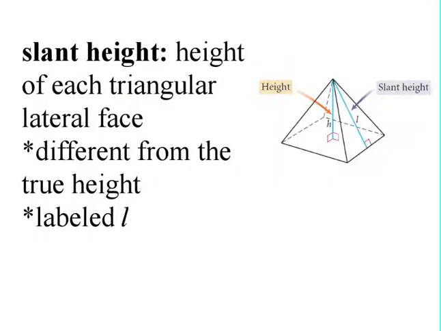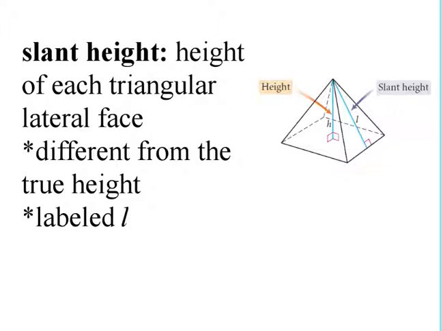All right, slant height. I don't know if we've talked about this ever. Have we ever talked about the slant height? Okay, the slant height is the height of each triangular lateral face. Okay, that's kind of a mouthful. The height of each triangular lateral face. Now notice that's different from the true height of the prism. The slant height is different, and you can see that in the diagram.